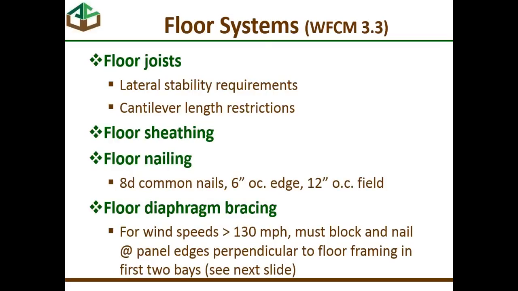Floor systems are covered in section 3.3. There's discussion about floor joists, both stability, and there are some restrictions on cantilever lengths. There are descriptions about what the size of sheathing needs to be, and what the size and the spacing of nails need to be. And again, there's a particular description about wind speeds of greater than 130 miles an hour and how this diaphragm needs to be blocked and nailed at edges to be able to resist the diaphragm action.